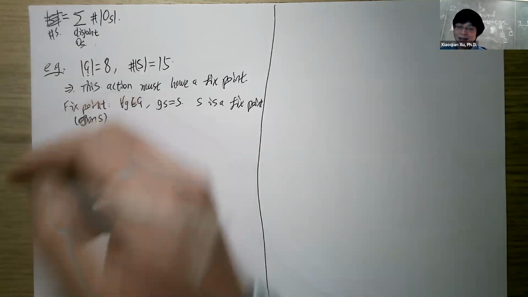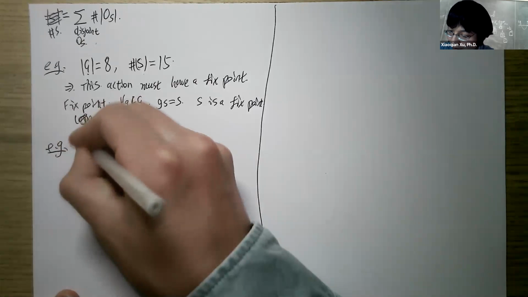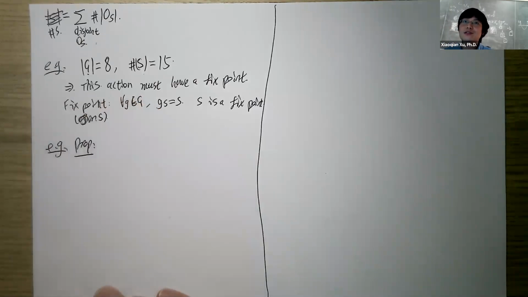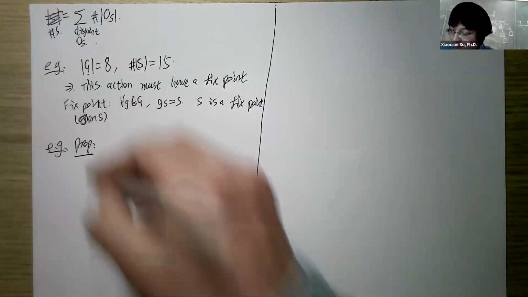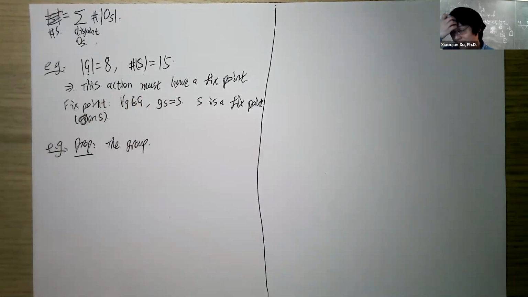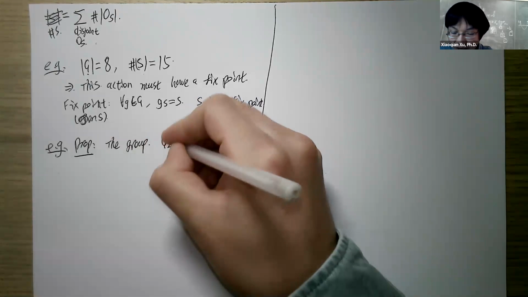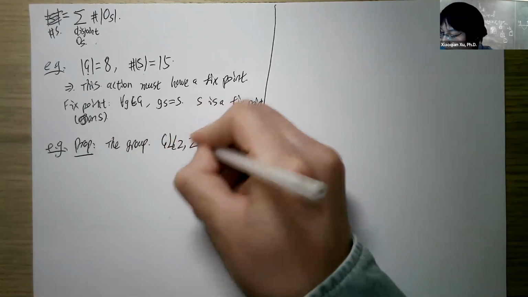And let's see another application of the group action, okay? And this kind of counting theorem. Well, we have actually a proposition. The group, which I think I asked you to try to do some analysis on for your homework, GL2(Z2).